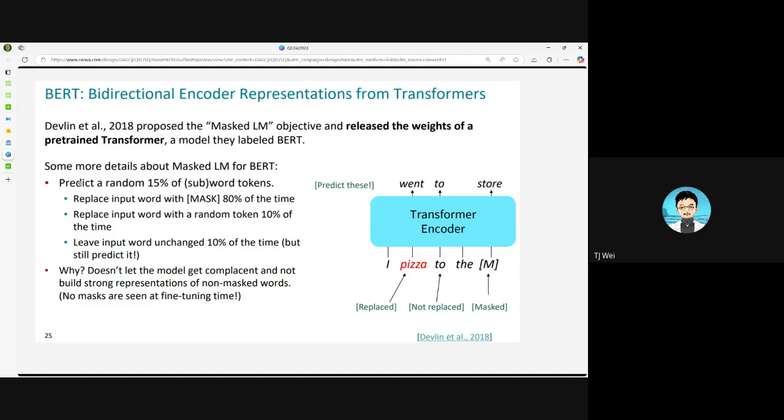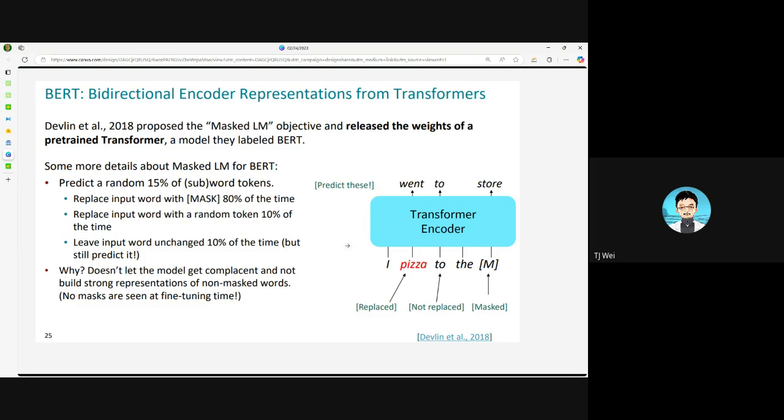Okay, so in practice, in the training part, we randomly pick 50% of the subword tokens and predict them. Of this 50% of tokens, 80% are replaced by a mask, 10% are replaced by a random token, and 10% are unchanged.